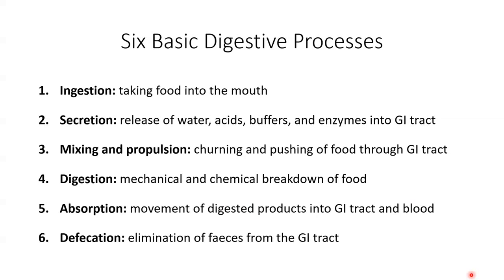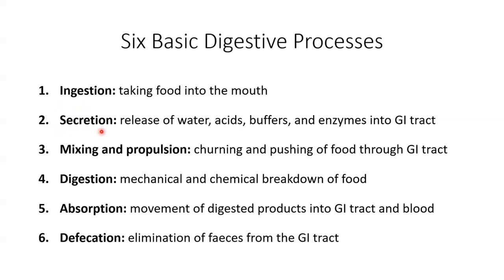So considering the gastrointestinal system as a whole and not looking at each of the organs individually just yet, the function of the gastrointestinal system is digestion. But when we look at digestion, we consider it as occurring in 6 basic processes: ingestion, secretion, mixing and propulsion, digestion, absorption, and defecation. So ingestion is the process of taking food and liquids into the mouth. So this is just eating. We eat through our mouth.